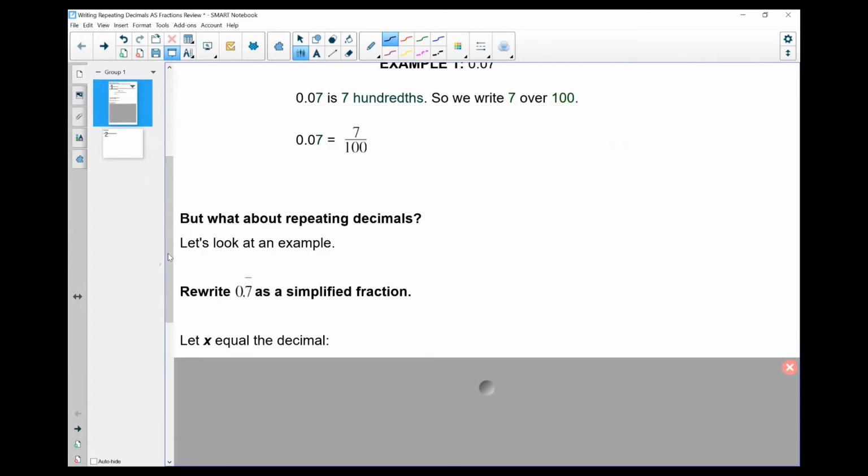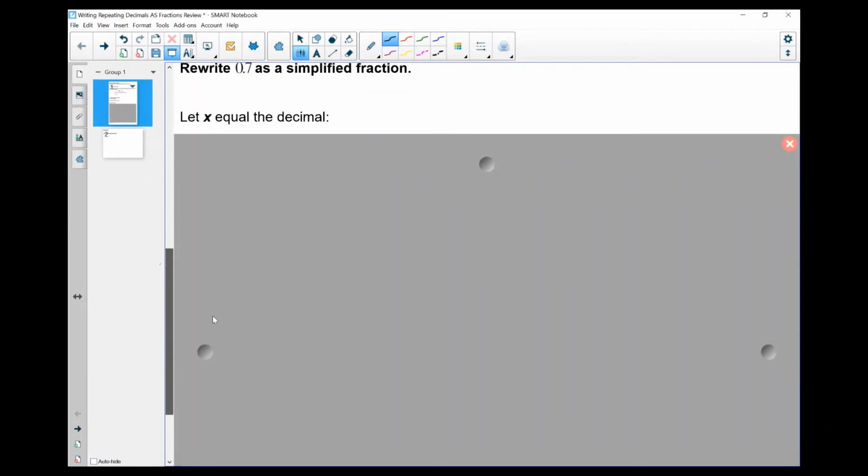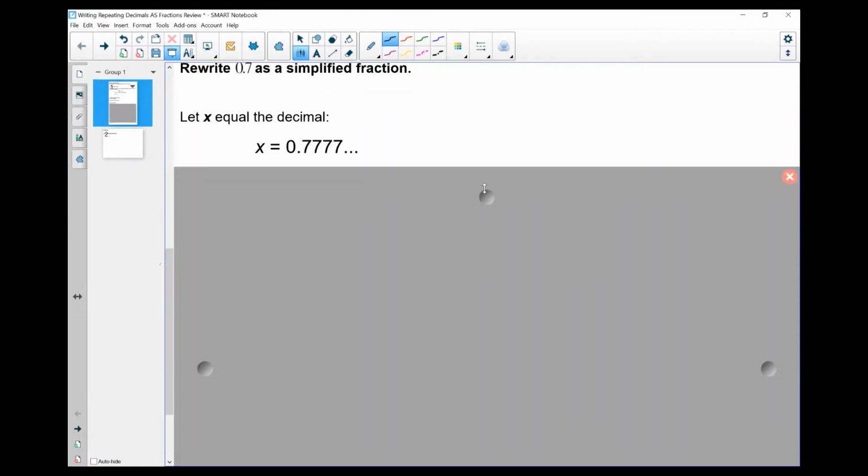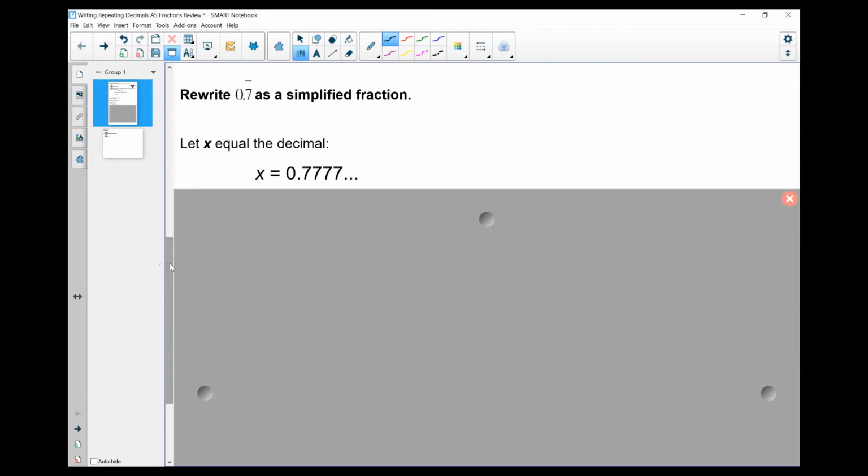So we are going to let x equal the decimal. So you have x equals 0.7777. It's going to be like this every time. You're always going to let x be whatever the decimal is.